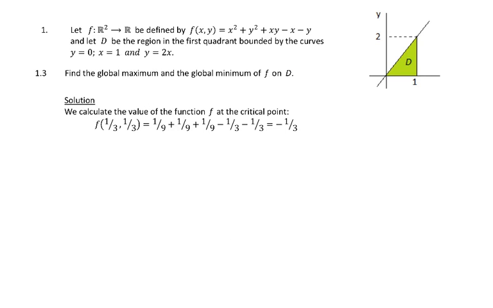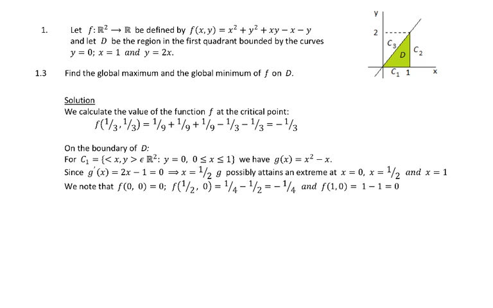Our last instruction for this problem is to find the global maximum and global minimum of f on the set D. This means we have to evaluate the function value at each of the critical points and the singular points, but we know there aren't any singular points, and we also have to investigate the behavior of the function on the boundary. We see that the function value at the critical point (1/3, 1/3) is negative a third. Next, let's see what happens on the boundary of D.